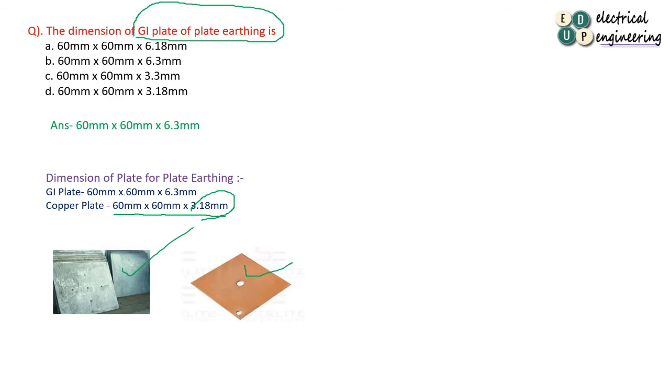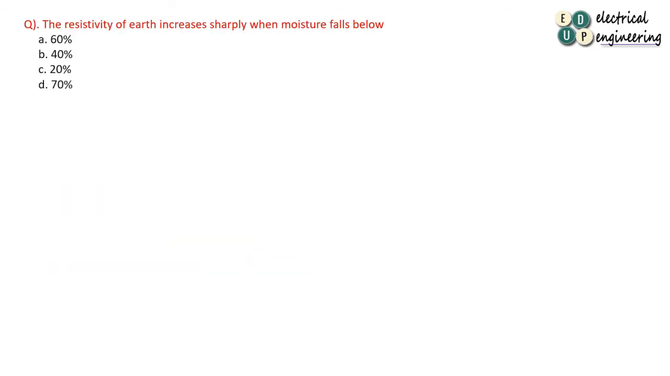Move to the next question. Our next question is, the resistivity of earth increases sharply when the moisture falls below what level? It means at what percentage of soil moisture the resistivity of the earth increases sharply. Answer is option number C. Below 20% moisture level the resistivity increases sharply.